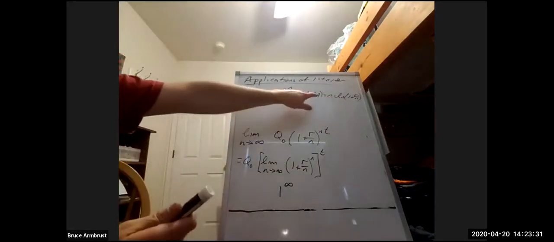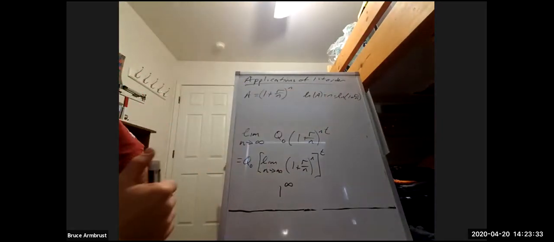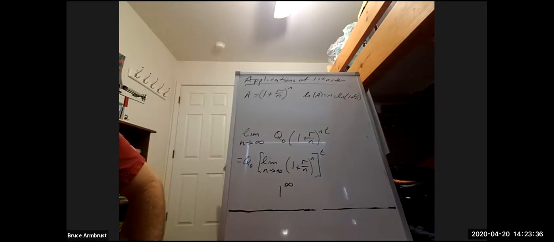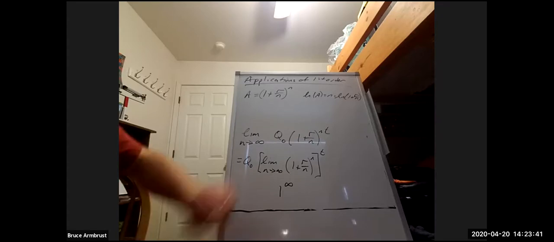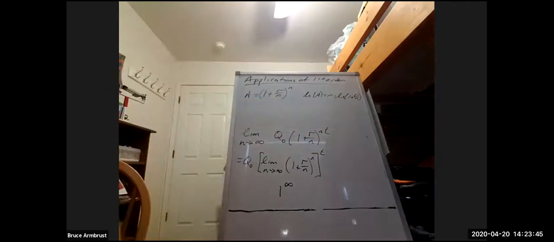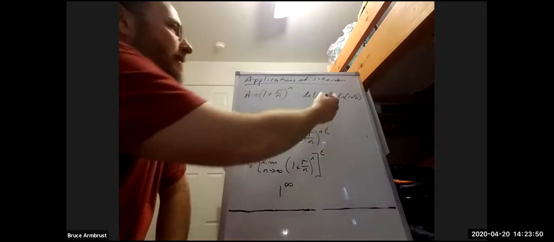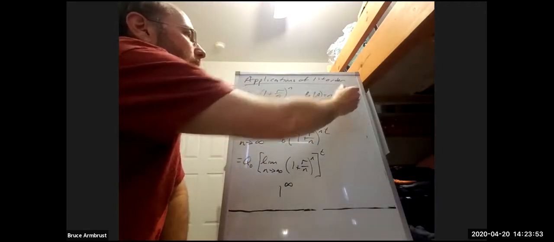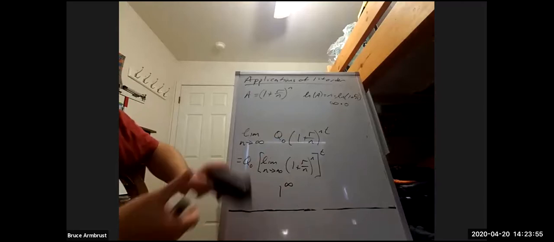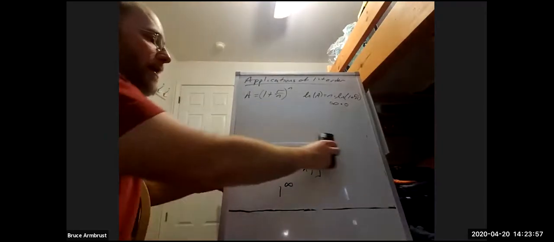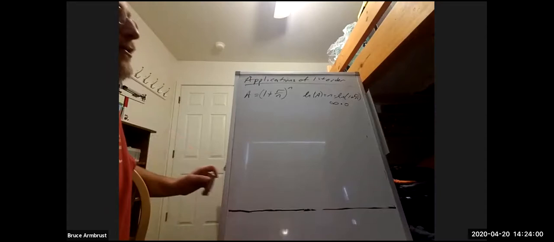And what that allows me to do is bring the n out front as a multiple. And if we plug in infinity for n here, we're going to get infinity times the natural log of 1. The natural log of 1 is 0. So now this is infinity times 0, which is also indeterminate, but we know how to take care of that. We can just divide by one of those two, by the reciprocal of one of those two.